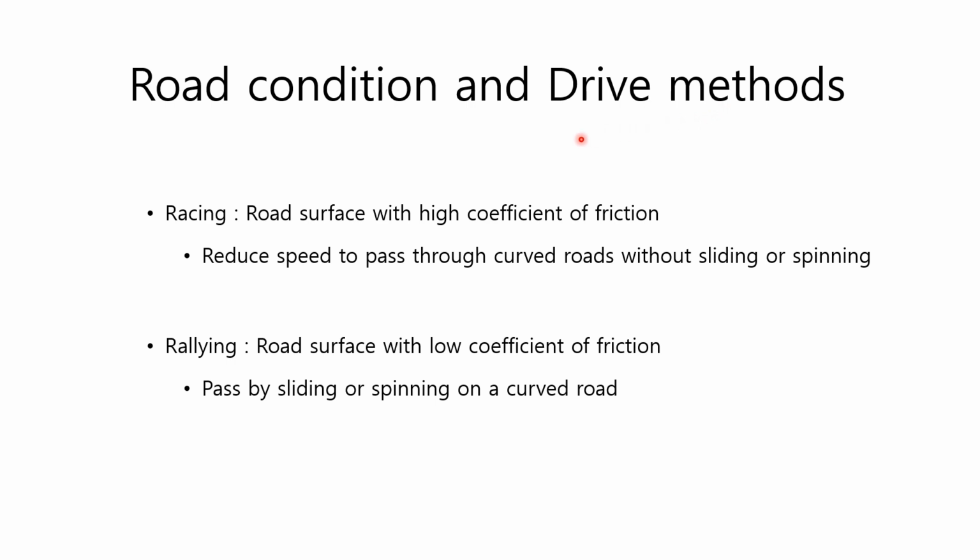Car racing can be divided into racing, where the road surface friction coefficient is large, and rallying, where the road surface friction coefficient is small. I'll explain each of these in detail later, but here we'll first look at the big picture of why driving on curved roads needs to be different. Racing drives on roads with a high friction coefficient, suppresses sliding and spinning on curved roads as much as possible, and reduces speed to pass. On the other hand, in rallying, the road surface friction coefficient is small, causing sliding or spin to pass through the curved road. Let's find out the reasons for this.